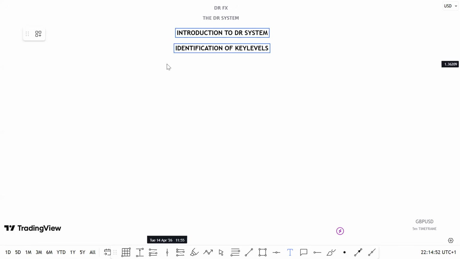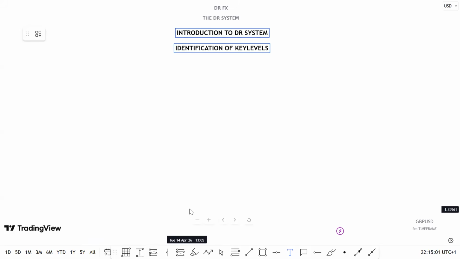It doesn't mean that when the market comes there, you just buy or you just sell. No, you make a decision. There are further confirmations when the market reaches there that will enable you to make a decision. Okay, am I going to buy here or am I going to sell here? So that's what key levels are.